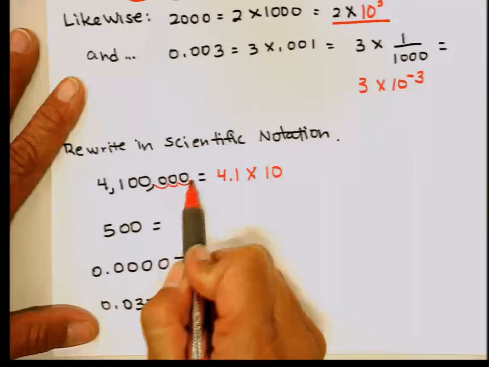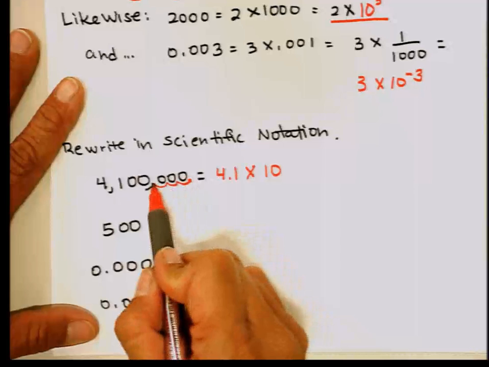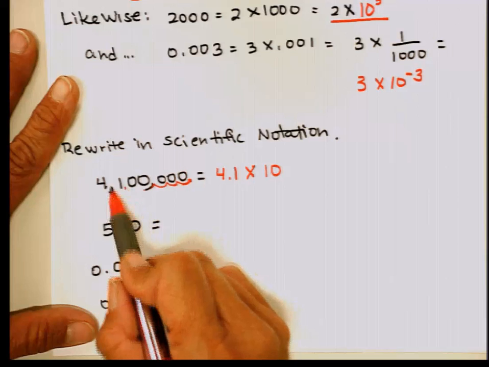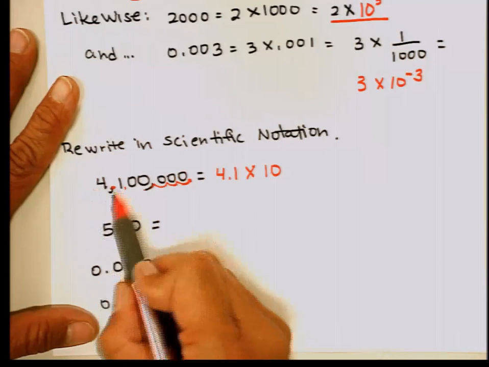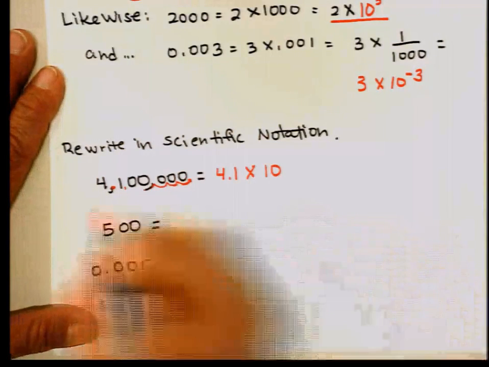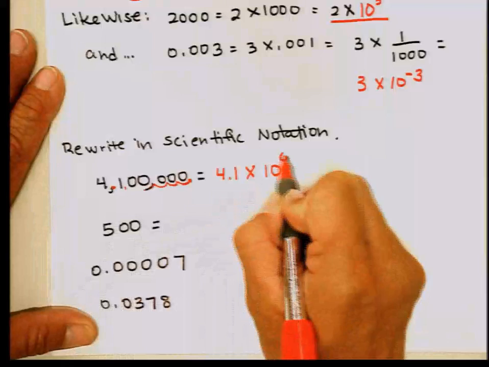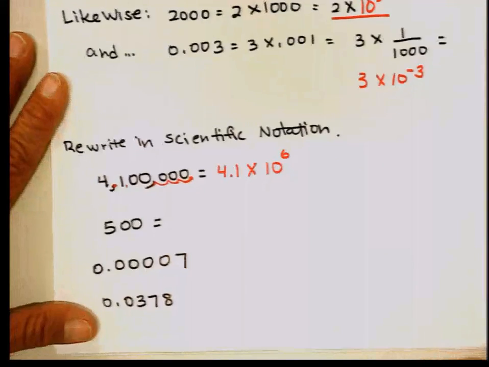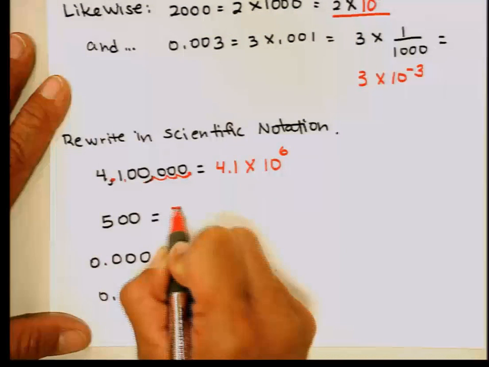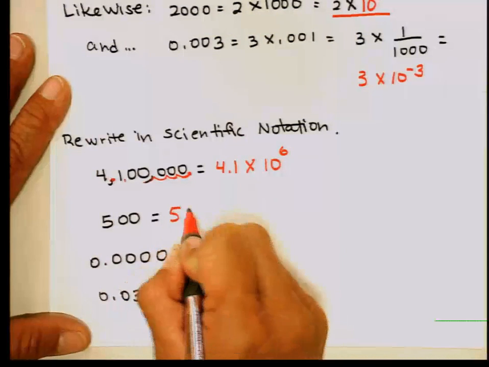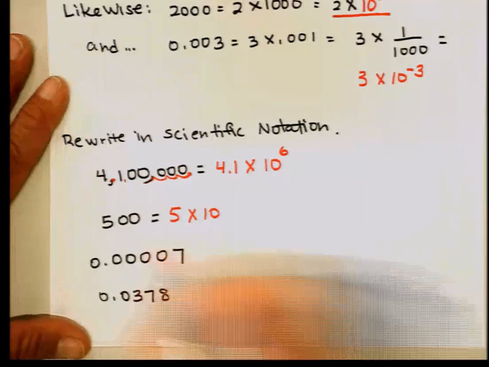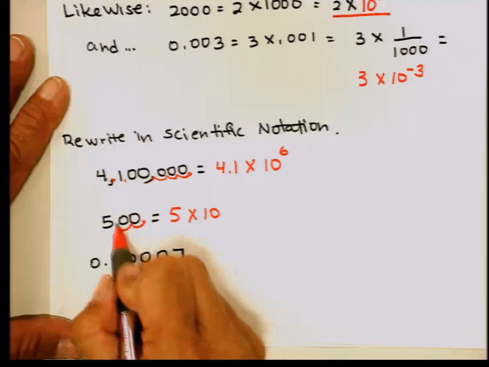So here we go. 1, 2, 3, 4, 5. 5 gets me to 41. 6 swoops gets me to 4.1. That's a number between 1 and 10, right? And it was 6 swoops. So that 6 is the power of the 10. So 500 in scientific notation. So 5 times what power of 10? 5 times 10 to the 2.